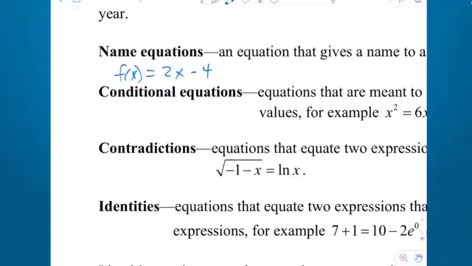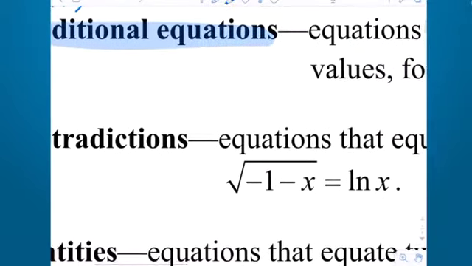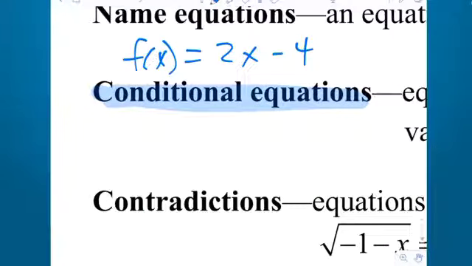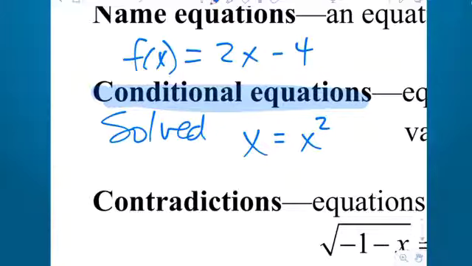Conditional equations are the ones that you probably have a lot of experience with. What's a conditional equation? Yeah, you said the key word solved, right? A conditional equation equates two expressions like x and x squared. You set them equal. Now, is that a true statement? Not always, right? It's only true under certain conditions. That is, for certain values of x. So that's what you do with a conditional equation. You solve. They might have more than one solution, but they're going to have a finite number of solutions.